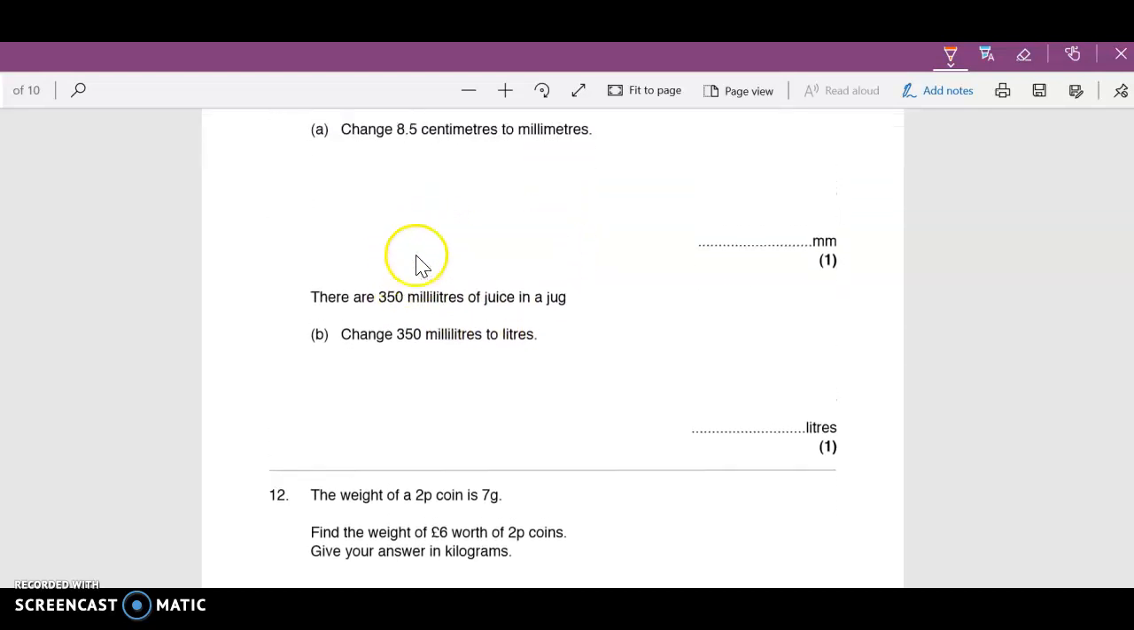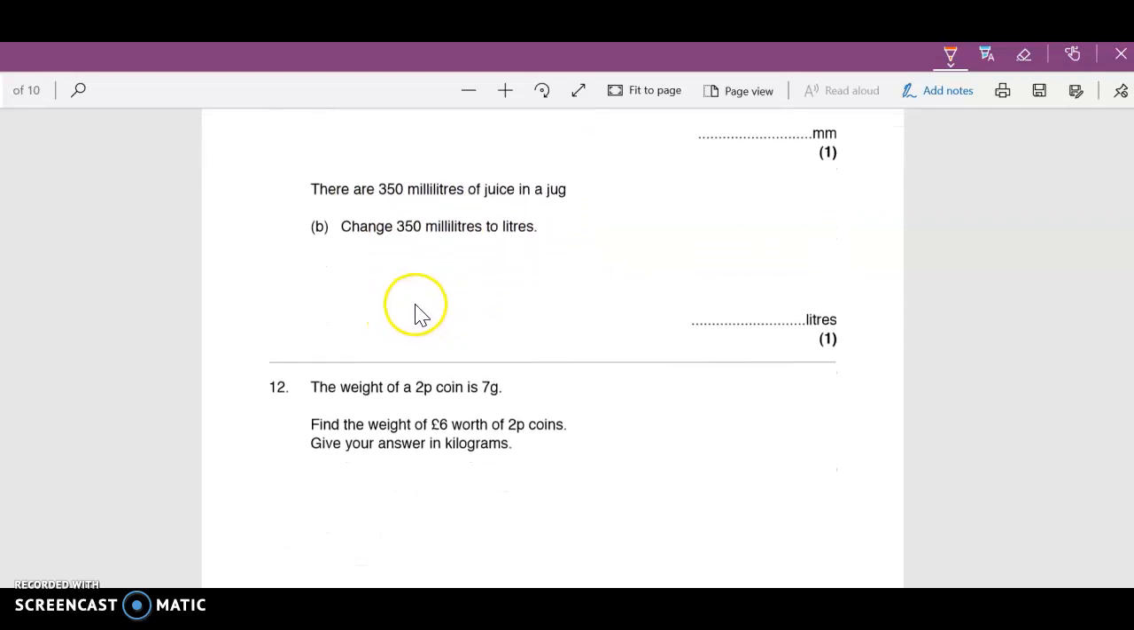So let's have a look at this one here where we've got our metric conversion. Let me remind you, you've got milliliters, centiliters, and liters. So this way we divide by 10, times by 10, divide by 100, and times by 100.